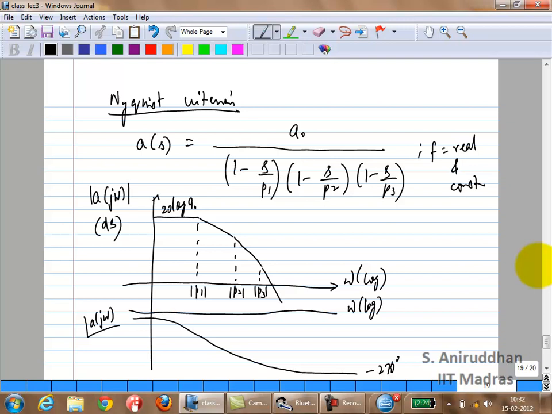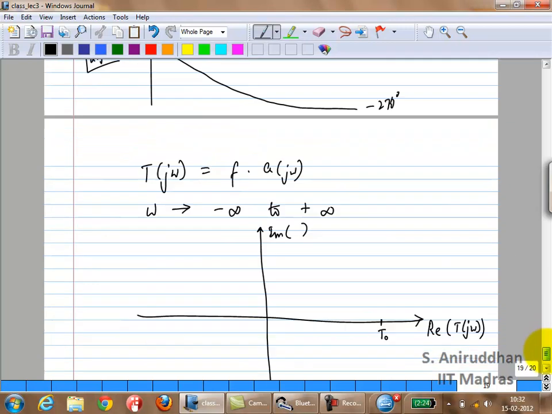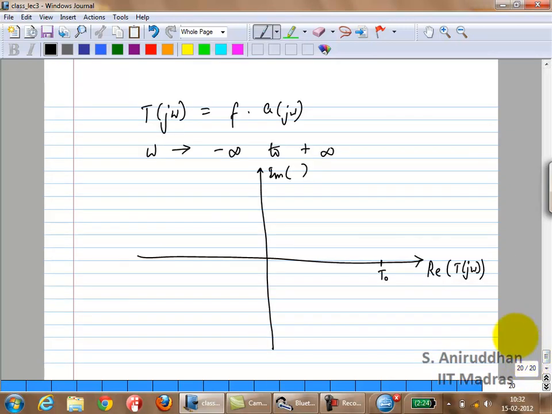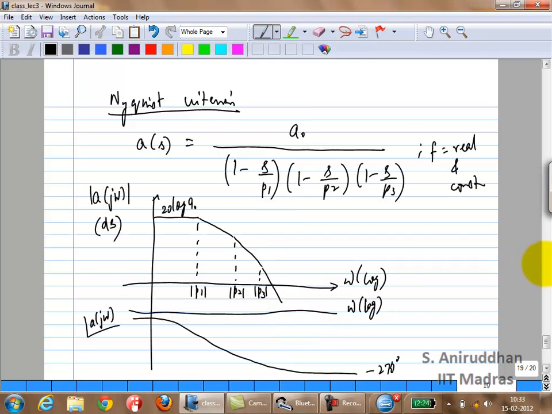What is going to happen when omega increases? Magnitude reduces. Okay, what happens to the phase? Reduces and is negative, correct? So which quadrant are you going to be in? Fourth quadrant. So you're going to go something like this. You will get some plot. This starts from 0 to minus 270, so it keeps going. Eventually it will move into the third quadrant also.